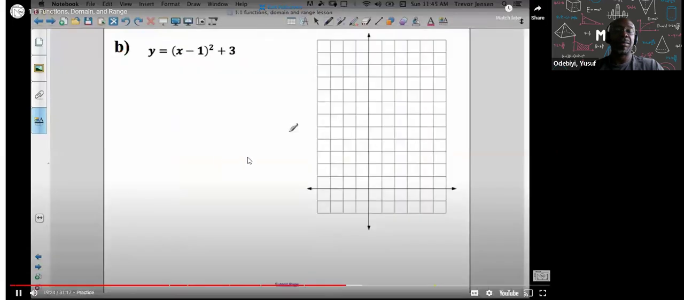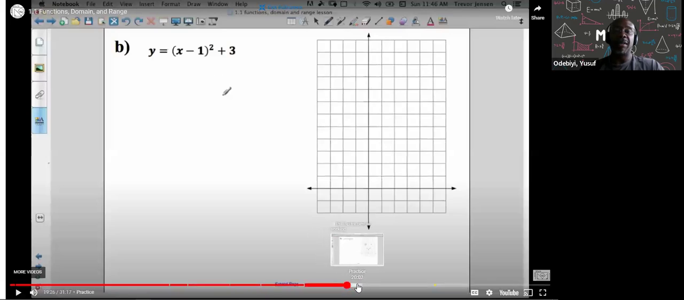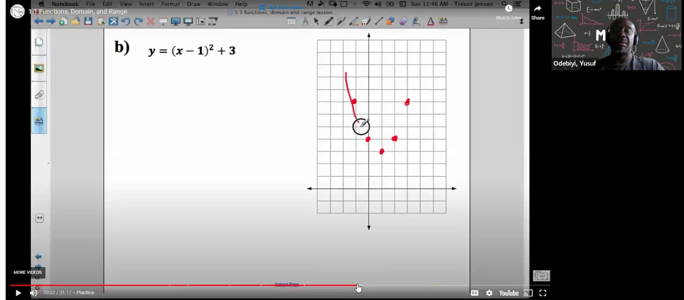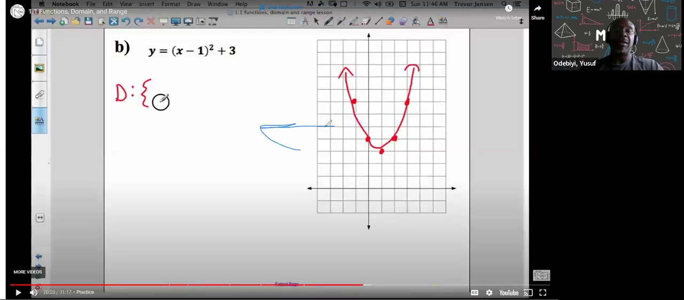Let's do another relation. We have a quadratic relation here. You know this is a quadratic from grade 10. You plot this, and when you plot it, it looks like that. Fast forward, it looks like that. So your domain, again, could be any real number. I can go this way forever, and I can go this way forever. It'll just keep growing and expanding.